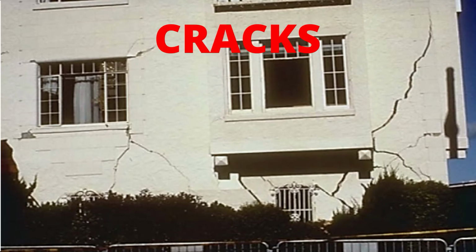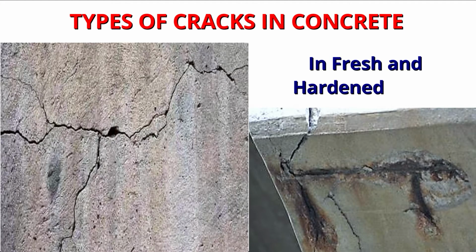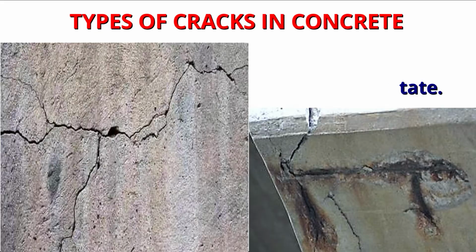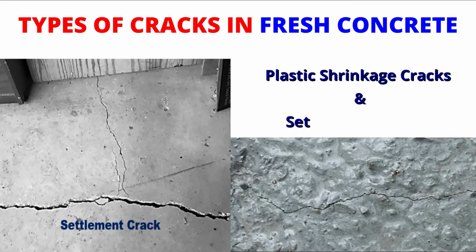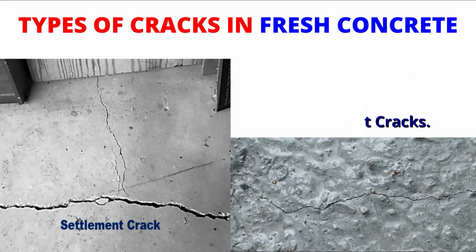Cracks in a building may be caused by externally applied forces and also by internally induced stresses in building materials. There are various types of cracks that may occur in concrete in the fresh state as well as in the hardened state. Types of cracks that occur in fresh concrete are plastic shrinkage cracks and settlement cracks.